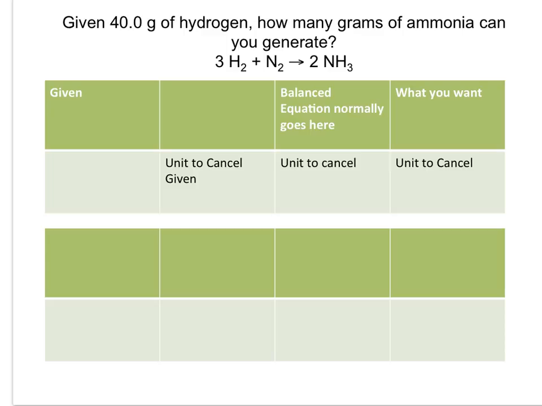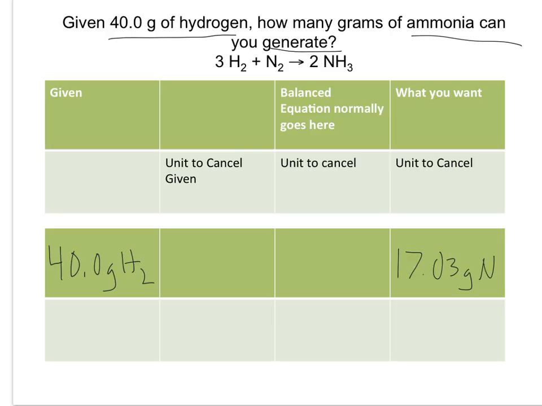Let's go and do one more problem together. So this time I'm given 40.0 grams of hydrogen, and I want to know how many grams of ammonia. Same balanced equation. So my given again is going to go in the far upper left. So it's going to be 40.0 grams of hydrogen. What I want is grams of ammonia. That's going to go in the far upper right, which is going to be 17.03 grams of ammonia.